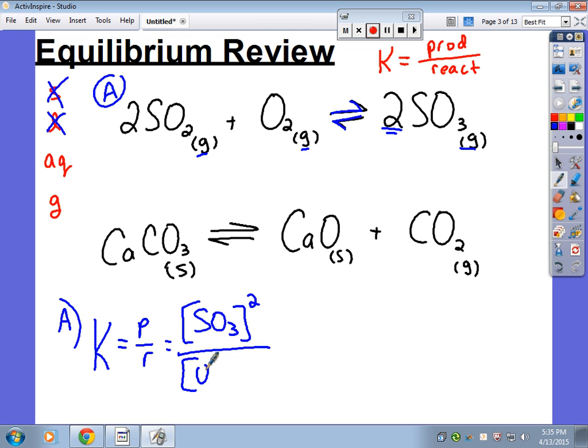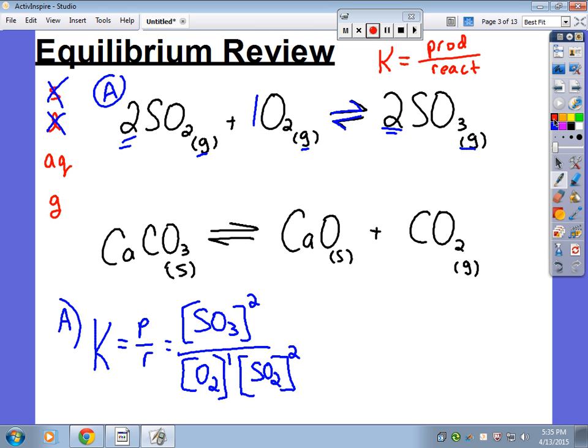And then I run into O2. And if I write to the first power I can, or I can just leave it blank up here. I can write 1 or not. Remember that plus sign becomes a multiplication sign. And I write SO2, and I put that to the second power because I have the 2 up front. Make sense? Okay, now let's look at example B.